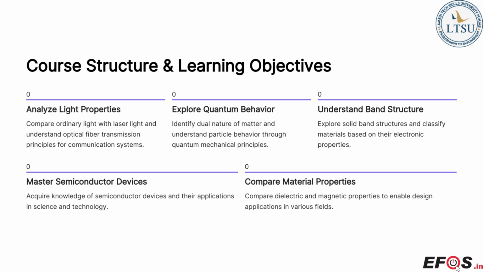Let's briefly review the learning objectives for each unit. Unit 1: Explore quantum behavior. Identify the dual nature of matter and understand particle behavior through quantum mechanical principles. Unit 2: Understand band structure. Explore solid band structures and classify materials based on their electronic properties. Unit 3: Master semiconductor devices. Acquire knowledge of semiconductor devices and their applications in science and technology. Unit 4: Compare material properties. Compare dielectric and magnetic properties to enable design applications in various fields.